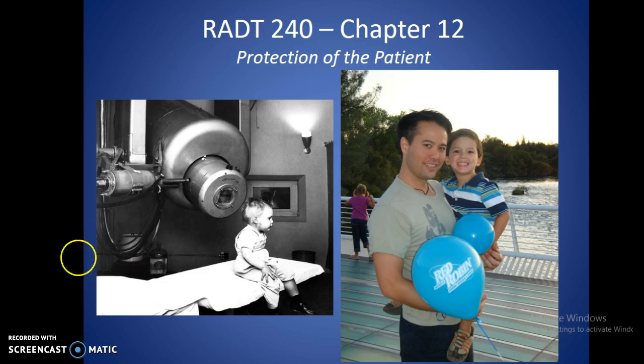This picture here shows an old X-ray unit, very menacing looking compared to today's standards.